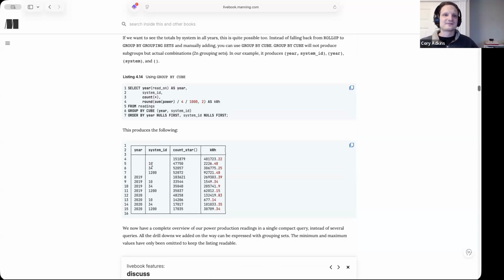Here is, I think this is supposed to be for 2020. Oh, I see. This is for the system across all years. This is for each system in 2019, and then with a top level total for 2019, and so on and so forth.